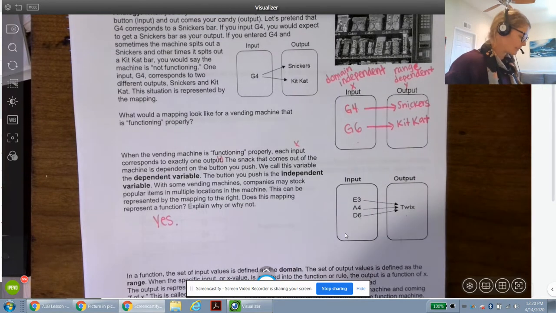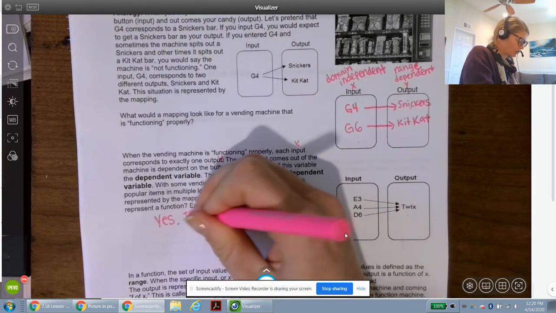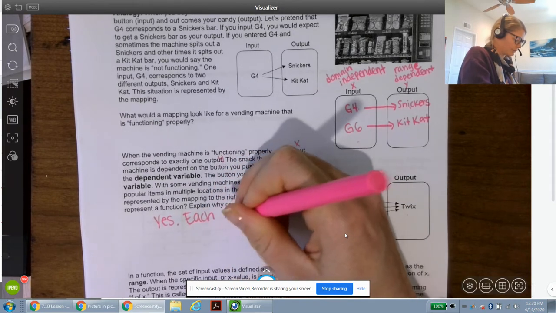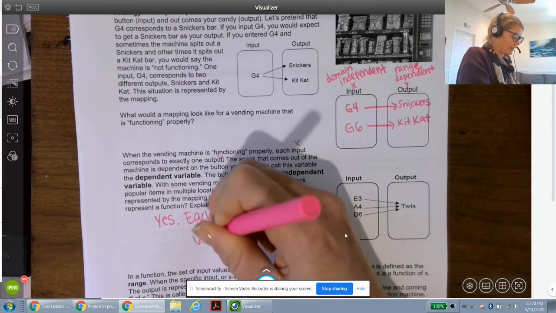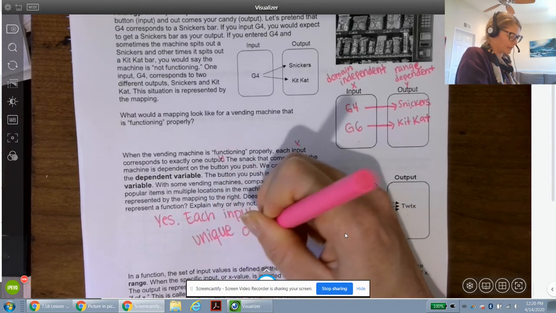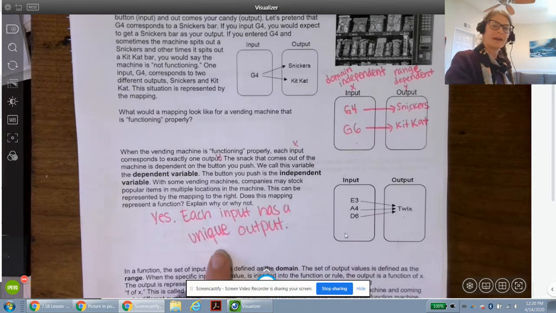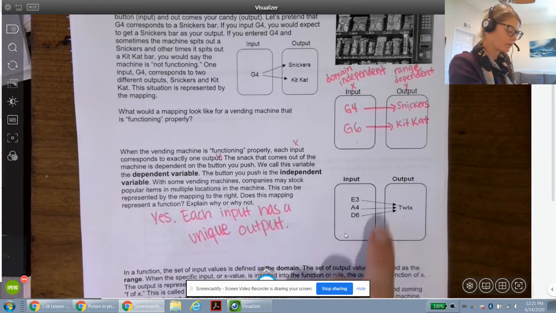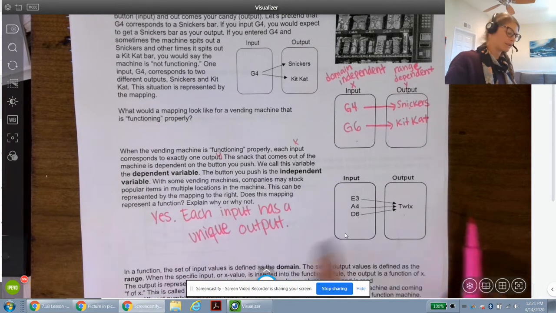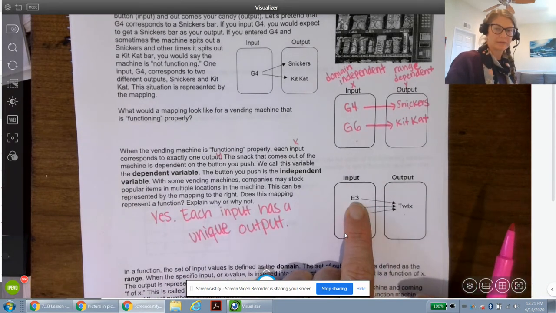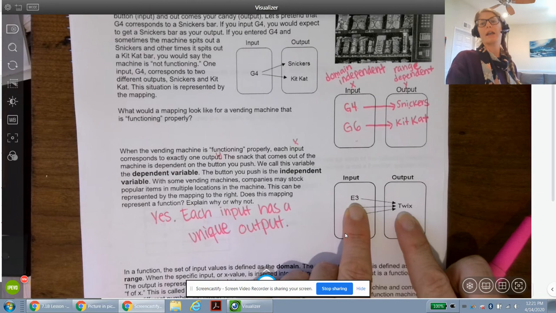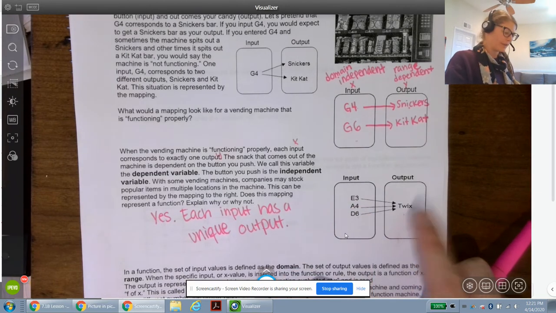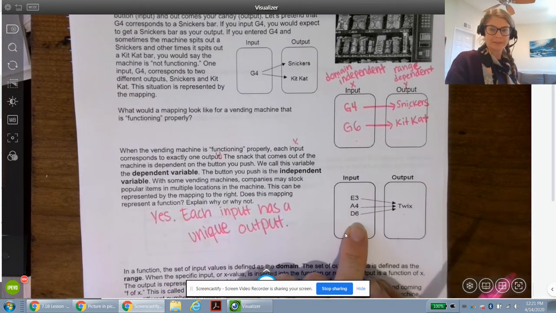Okay. Does this mapping represent a function? Yes. Each input has a unique output. I know you might say, hey, that word unique, but all of them go to Twix. That's okay because it's unique to that input. So we can say it's unique because it has one and only one. Each input has one and only one output. But that output could belong to different inputs.